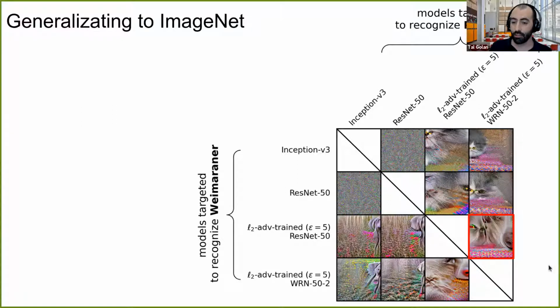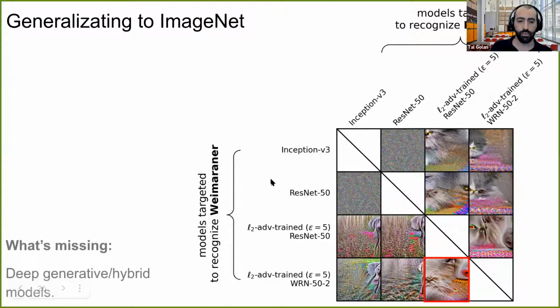We have some missing models here, and these models are deep generative or hybrid discriminative-generative models. If we extrapolate from our MNIST and CIFAR-10 results, we expect that such models will dominate this matrix in terms of model alignment. So I think that developing such models that scale up to ImageNet is an important task.